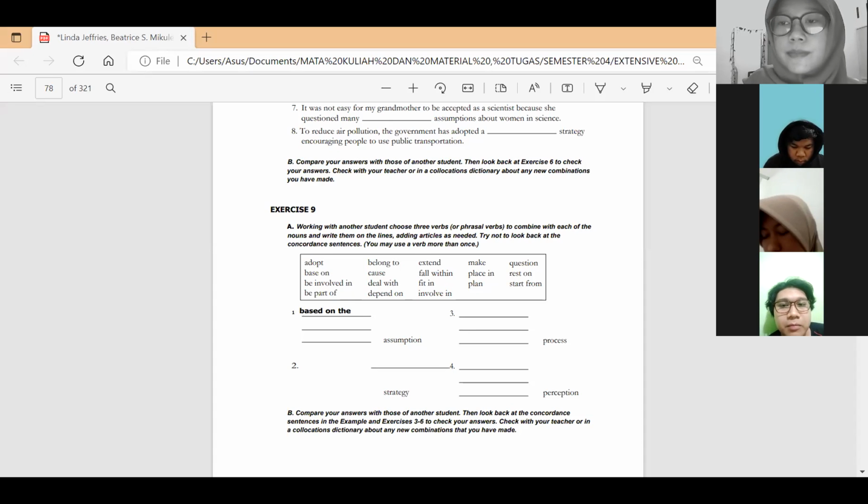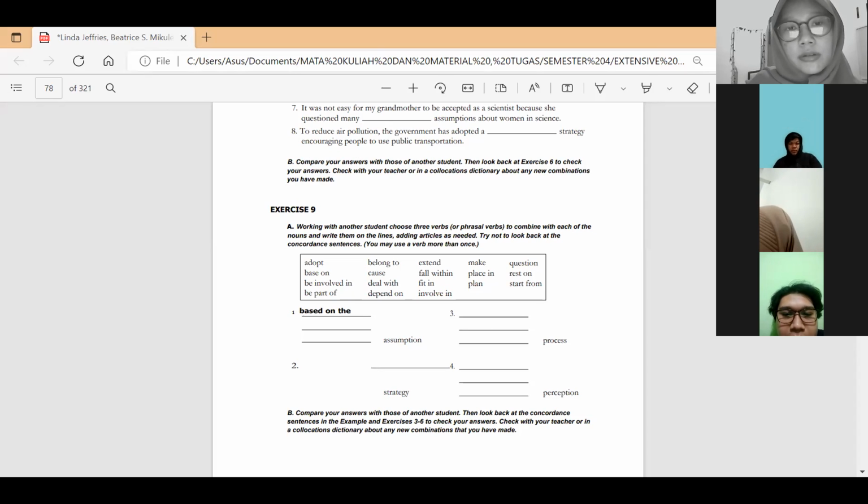From the question, it can be explained that we are asked to look for the same verb for the 4 words, that is assumption, strategy, process, and perception. Number 1 is assumption. The combination for strategy is plan, the combination for process is make, and the combination for perception is adopt. I think that's enough. So Venny, do you want to add something?